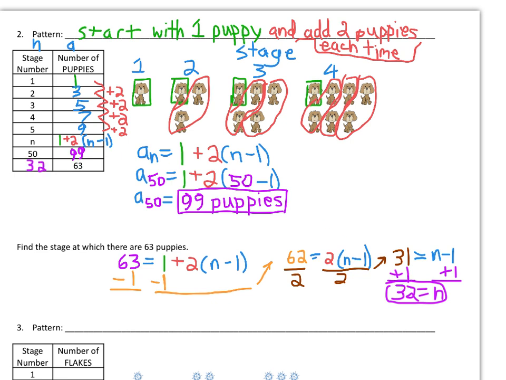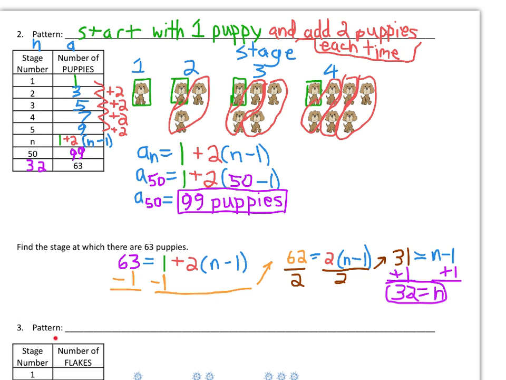Consider, does that sound reasonable? At stage 5, there's 9 puppies. At stage 50, there's 99 puppies. Since 63 is between the 9 and 99, my answer should be between stages 5 and 50. We would expect it's probably a little closer to the 50 side, since 63 is a little closer to 99 than it is to 9. So it should be a little more than half. And we see indeed that is. So that seems like a reasonable answer.